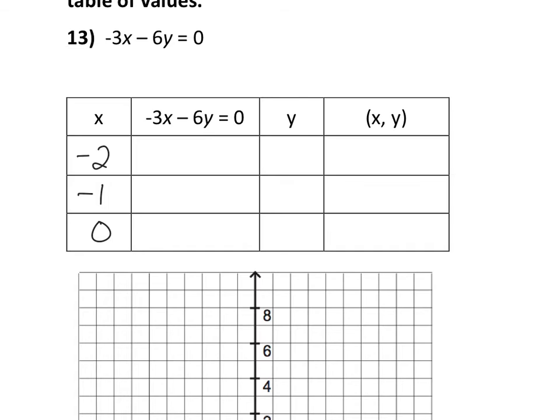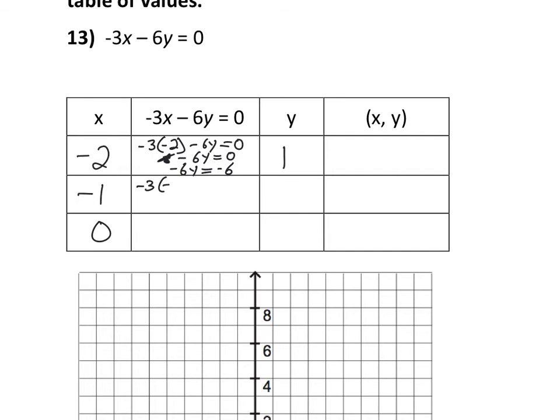And then I'm going to solve for y. So I have negative 3 times negative 2 minus 6y equals 0. Negative 3 times negative 2 is positive 6. And so I've got to get rid of that 6. So I'm going to subtract it from both sides. That means it's going to wipe out here. And I'm going to have negative 6y equals negative 6. And when I divide both sides by negative 6, I get y equals positive 1.